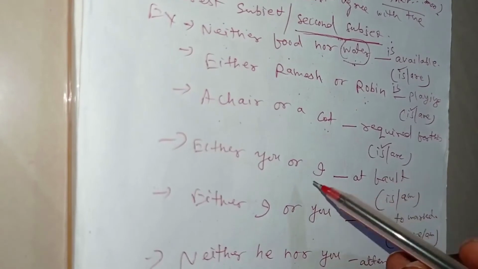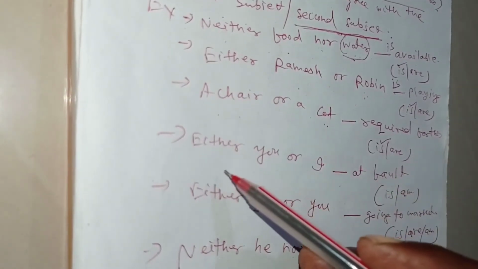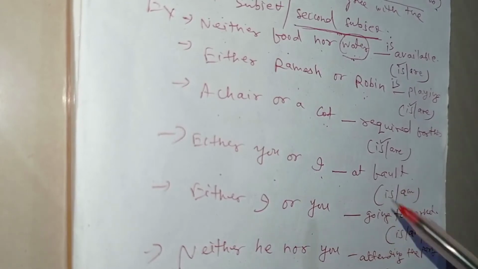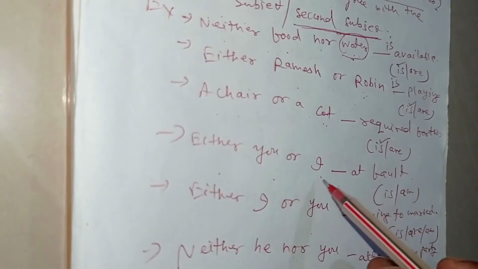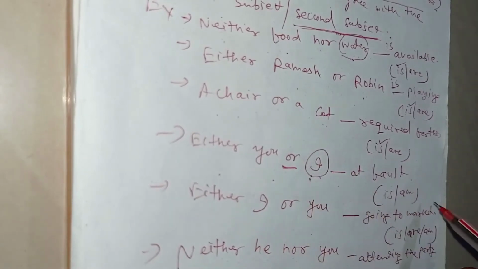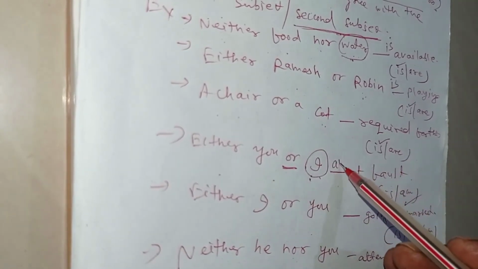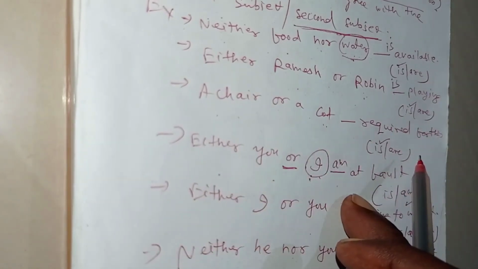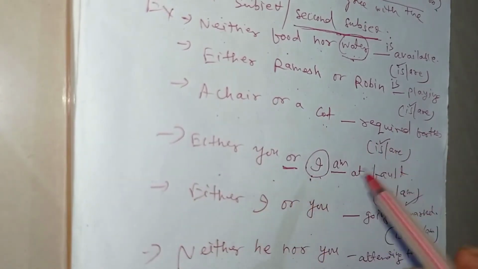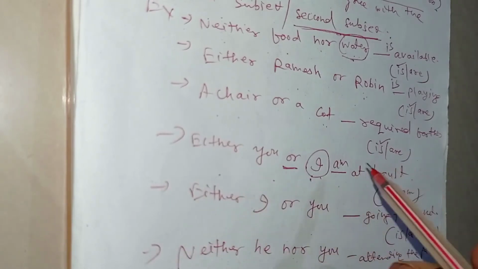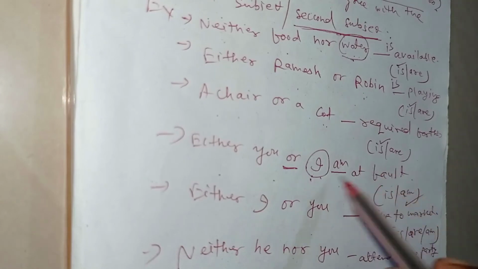Similarly, either you or I dash at fault. What is the second subject after or? That is I. So I is followed by am. So your correct verb is am. Either you or I am. You should not write like either you or I are at fault. It is wrong. So you have to write I am.